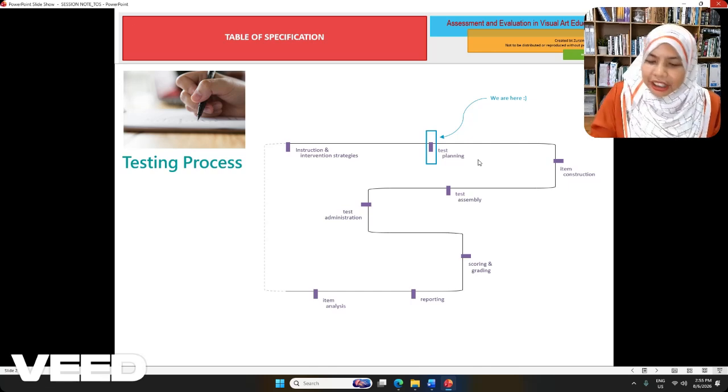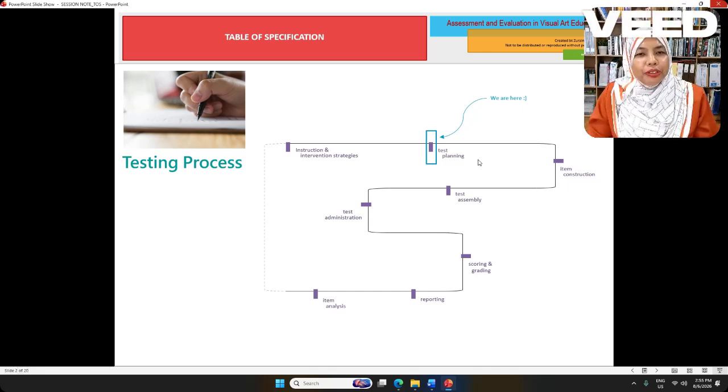dive down constructing items for our tests, because tests and examinations are complex, they must be planned. And we plan our tests and examination by filling up a table, and this table is known as table of specification. And why do we need to plan for such documents?